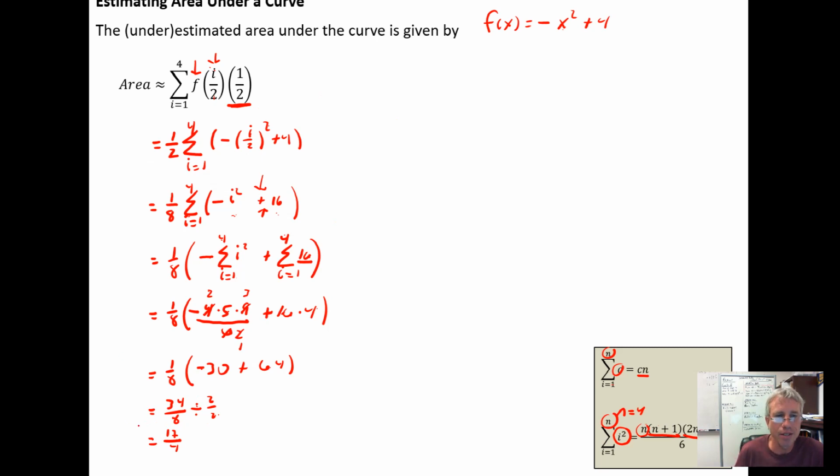So the area under our curve can be approximated by 17/4, and this is an underestimate for the area under that curve. And again, we could improve that estimate by increasing the number of rectangles we use to do our estimate.